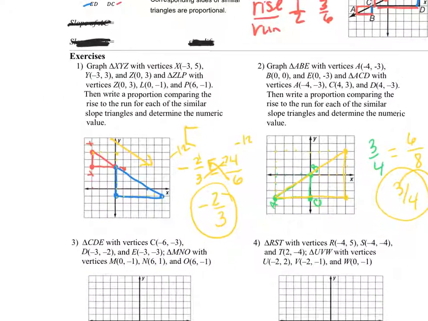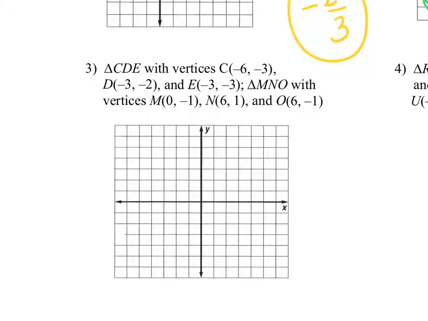Okay, I want you to try 3 for a second on your own. Okay, remember your points are X, comma, Y. So left or right first, and then up or down.